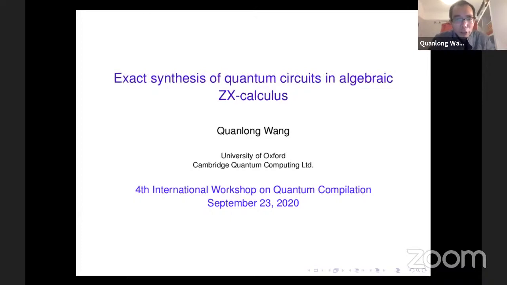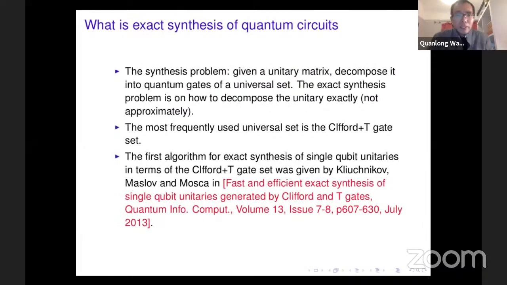And so I will talk about the exact synthesis problem. So what is it? That means, given a unitary matrix, decompose it into quantum gates of a universal set. The exact synthesis problem is on how to decompose the unitary exactly. The most frequently used universal set is the Clifford+T gate set.